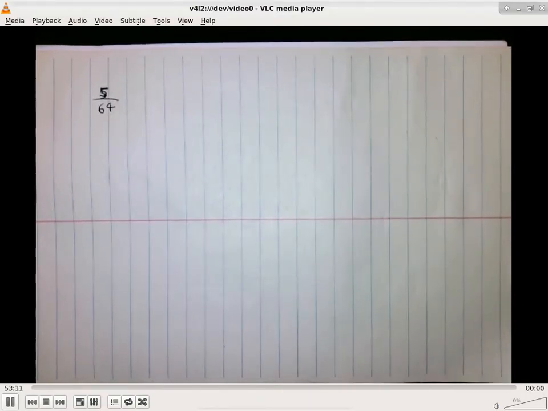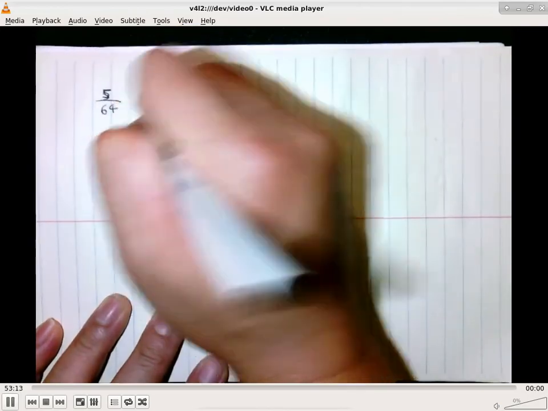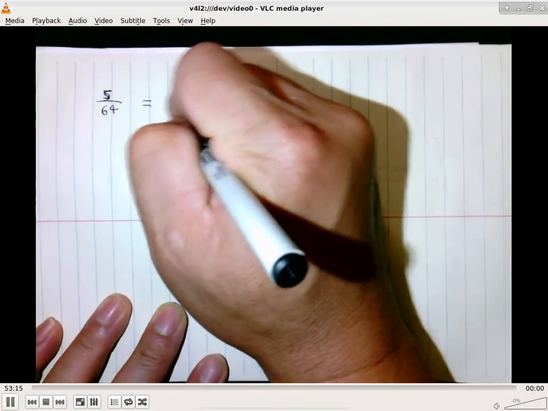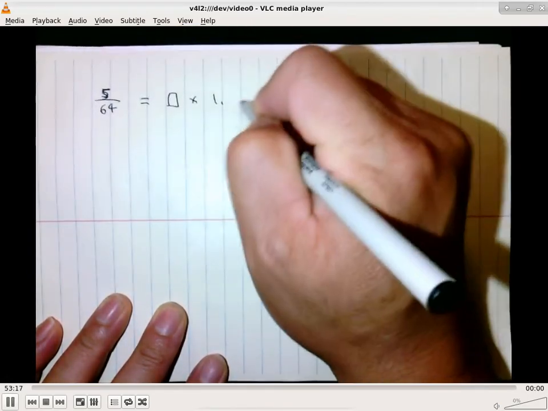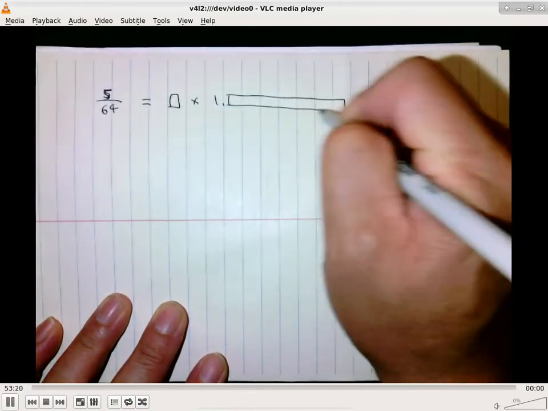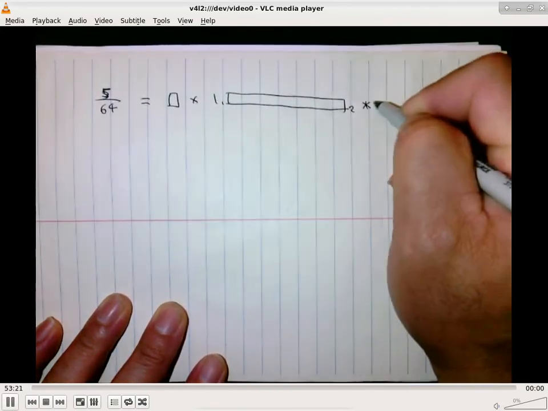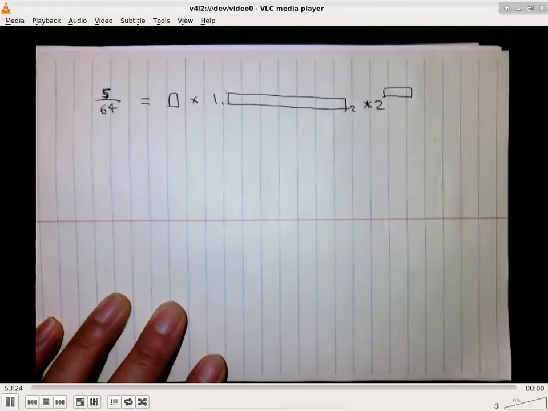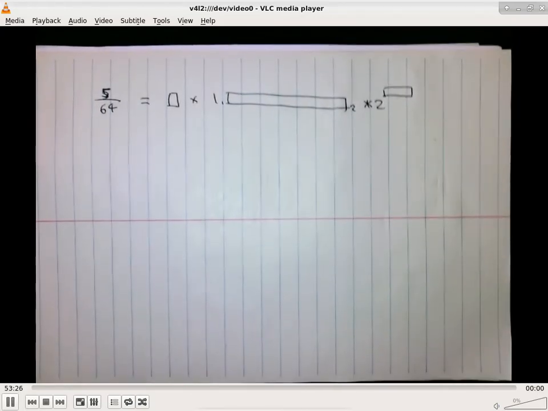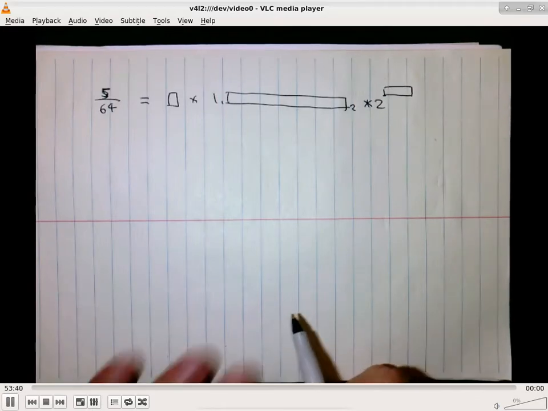So the first thing you need to do is to somehow express this number as a sign times 1 point something as a binary number times 2 to the power of something. That is what we need. How about we just look at 5 divided by 64 and represent it as a binary number first, without exponent or anything like that? That's not as difficult as it seems actually.